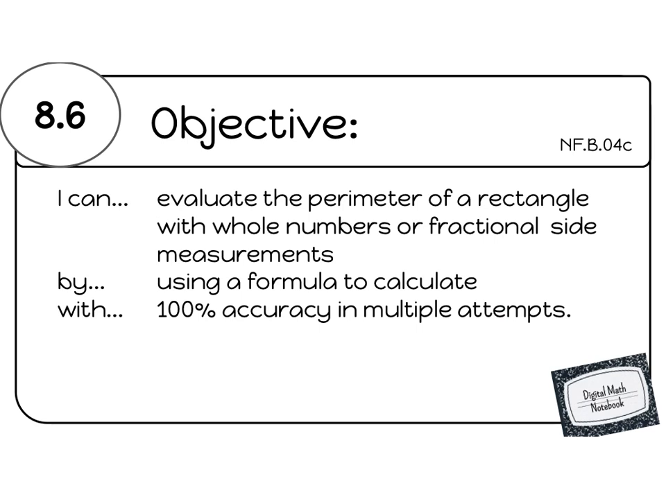Today's objective is I can evaluate the perimeter of a rectangle with whole numbers or fractional side measurements by using a formula to calculate with 100% accuracy in multiple attempts. Please pause to type the I can and by statement in your digital math notebook now.